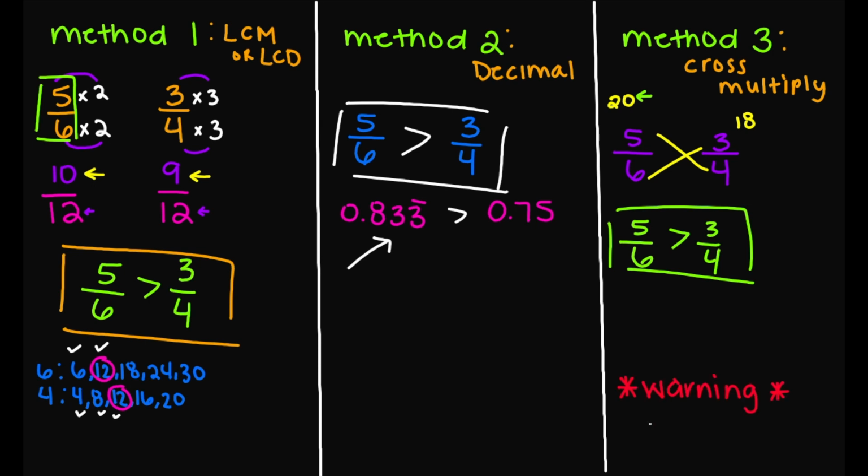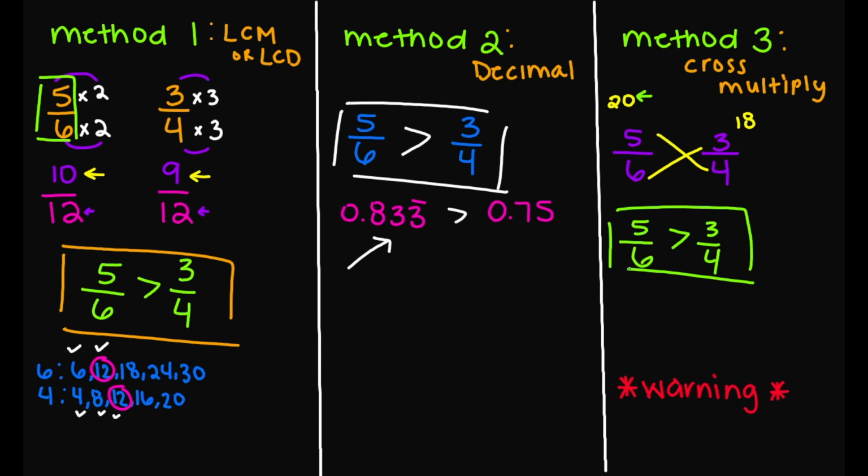Now, there is a warning for method number 3 if you cross multiply. Make sure if you're going to cross multiply that you do add your numbers to the top of the fraction, because that's supposed to represent your numerator. Do not add your number at the bottom to represent your denominator, because that can be misleading.